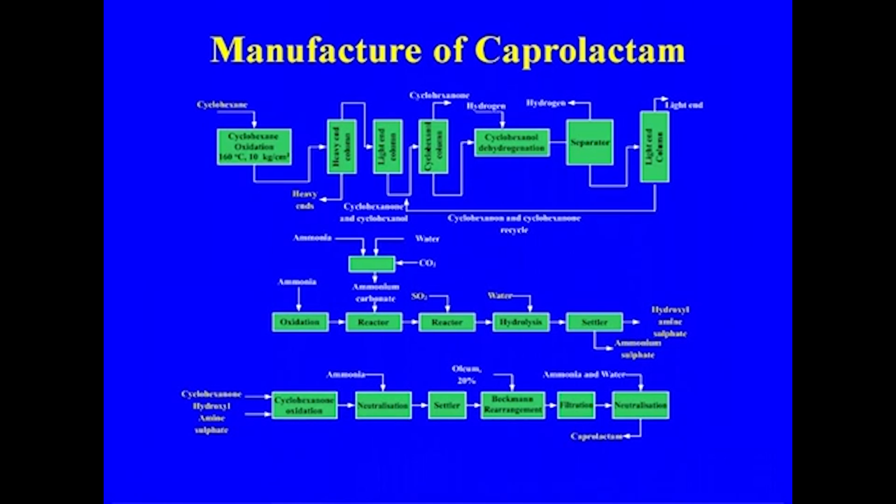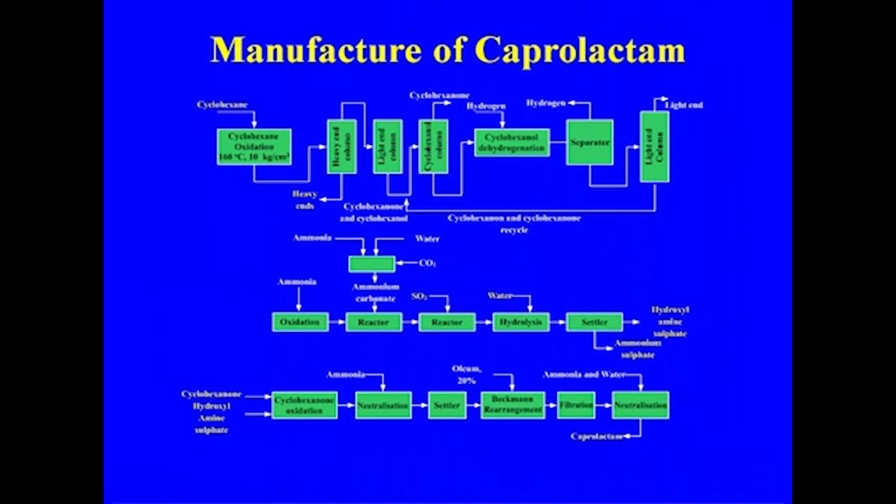This is the production of the hydroxylamine sulfate, where the ammonia oxidation goes to the reactor, where ammonium carbonate is fed to this reactor, and in here the nitrous oxide goes to the reactor, along with the SO2, and then the hydrolysis, and finally we get the hydroxylamine sulfate. But again, at this stage also we are getting the ammonium sulfate.